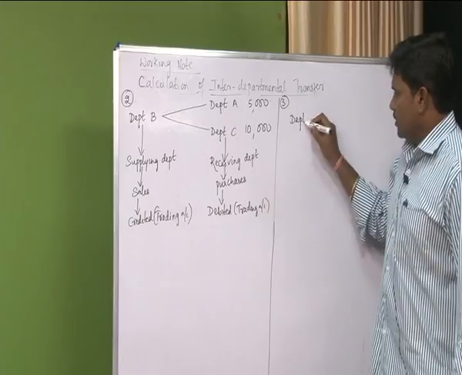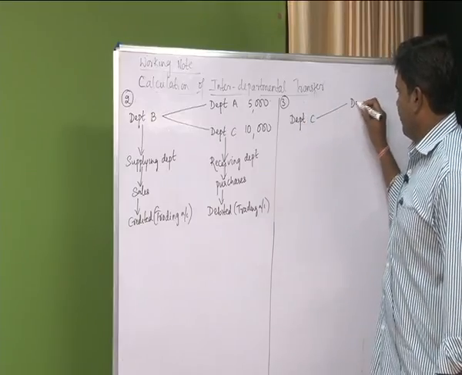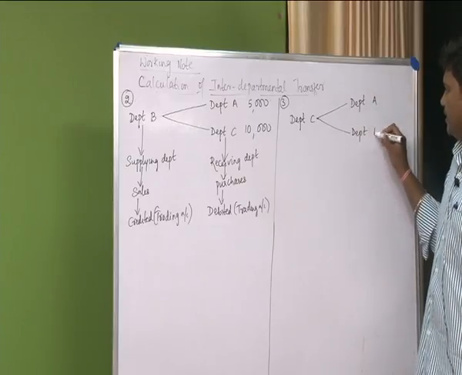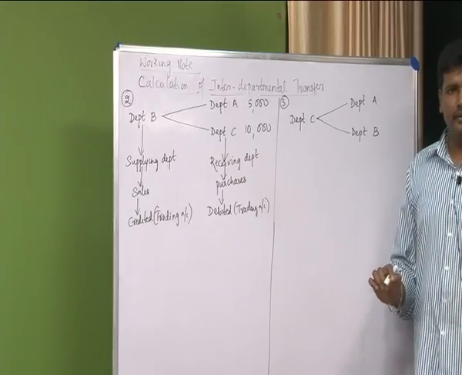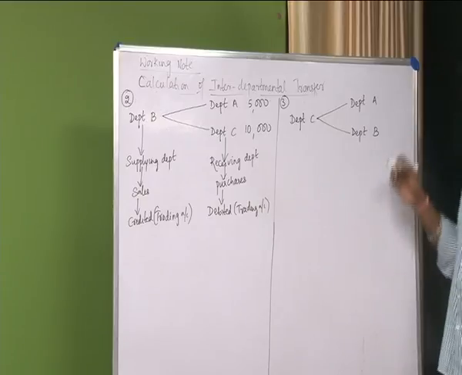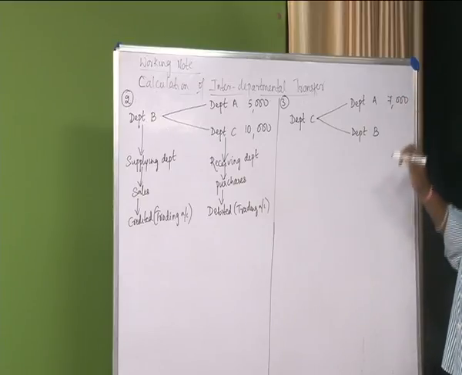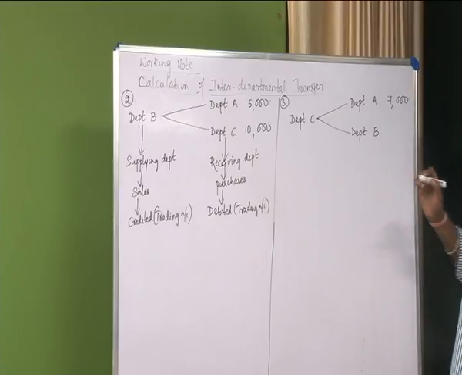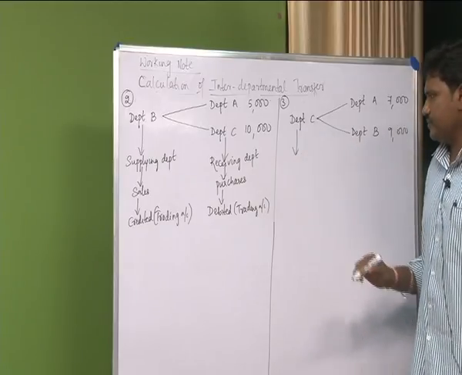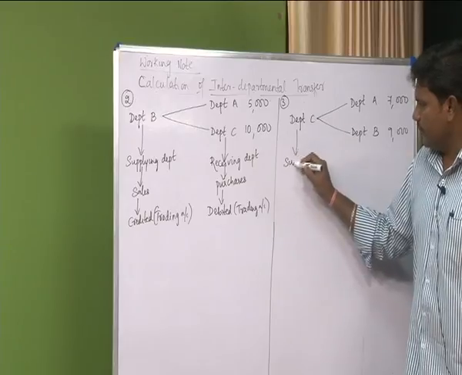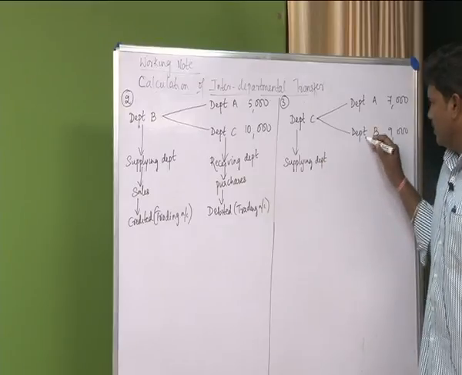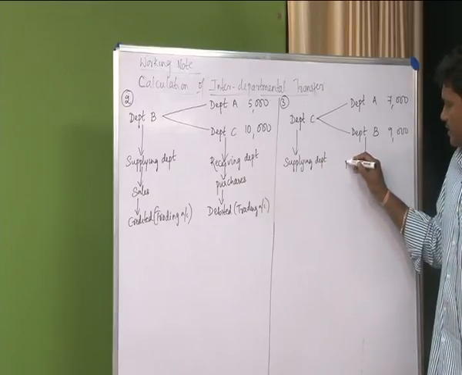So goods transferred from department C to department A, and goods transferred from department C to department B. Goods transferred from department C to department A is 7,000 rupees and from department C to department B will be 9,000. Again same calculation. For department C, this becomes the supplying department, and A and B become receiving departments.